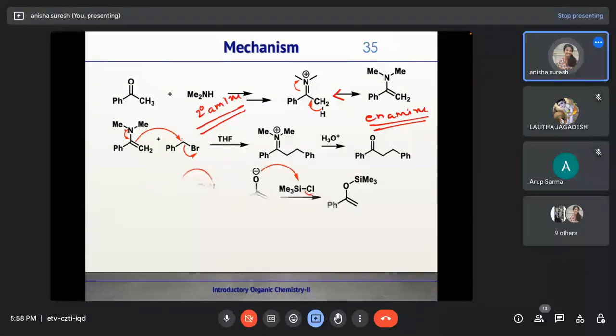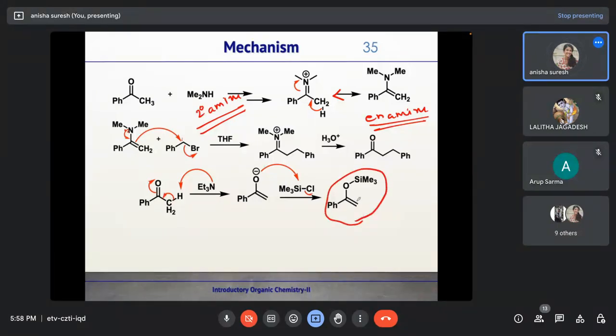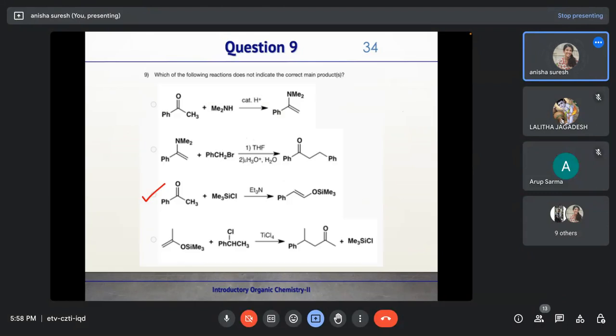Now coming to the third one. So we are having triethylamine. It will give rise to this enolate, and this O minus will go and attack the silicon of this SiMe3. Chloride will be leaving, and it will give rise to this product. But what they have given is this product. So this is a wrong option. That is, the product that is formed here is not right. So the correct option will be this one.